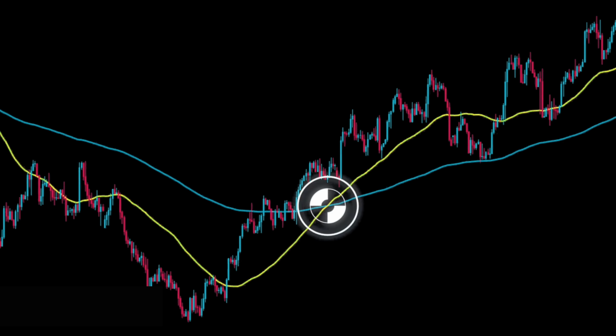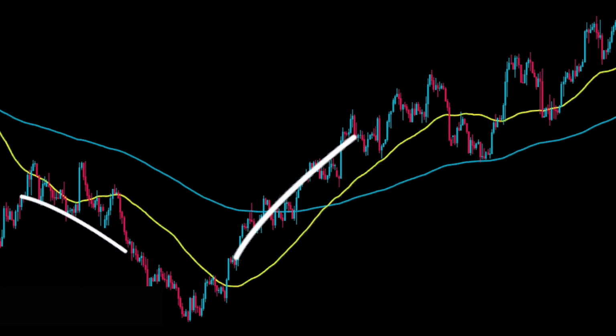On the other hand, when the shorter-term moving average crosses back above the longer-term moving average, it suggests that buying pressure is increasing once again. In other words, the market may be transitioning from a bearish environment into a bullish one, providing traders with an early indication that a new uptrend could be developing. For this reason, traders often view this crossover as a bullish reversal signal.